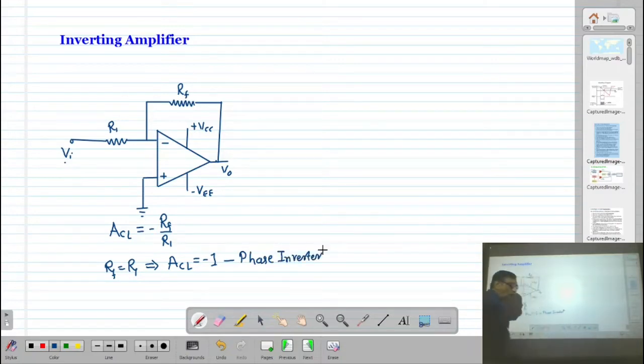Whenever you want only a phase change of the signal, you can keep RF and R1 identical, and you will get a phase inversion of 180 degrees.